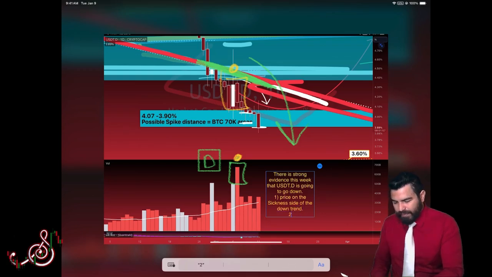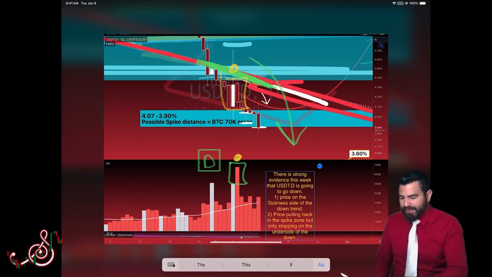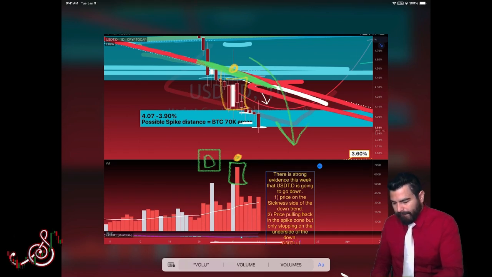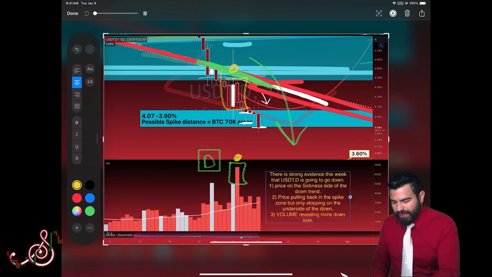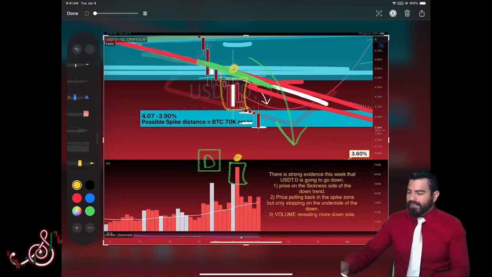Number two, price pulling back in the spike zone, but only stopping on the underside of the downtrend. That's being in the basement, okay? And number three, volume revealing more downside, okay? Volume's revealing more downside, all right?